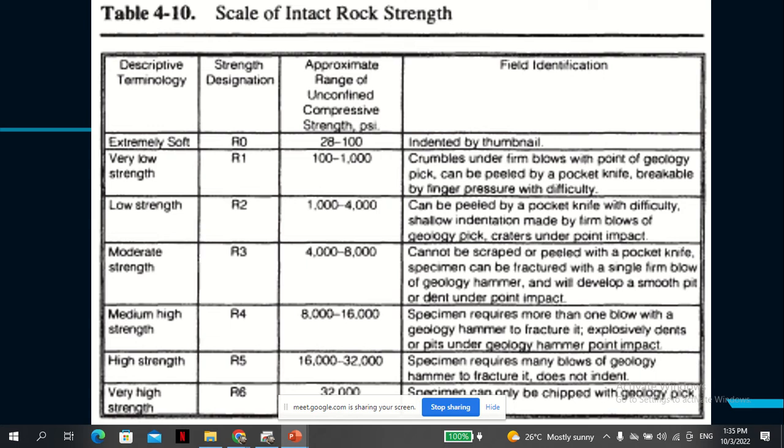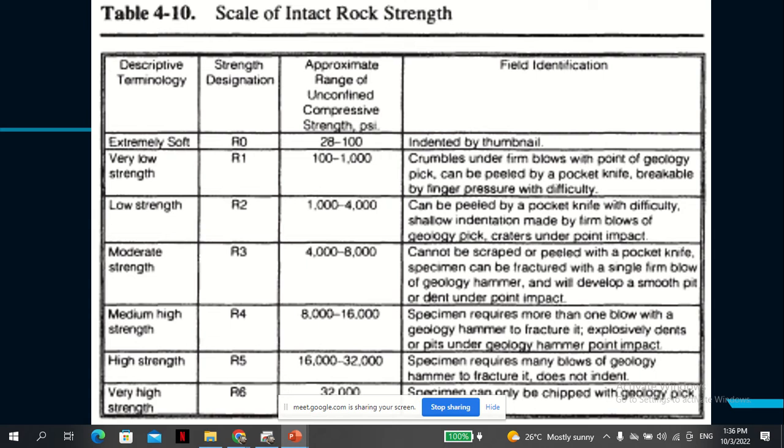Now, moderate strength is between 4,000 and 8,000. It cannot be scraped or peeled by a pocket knife. The specimen can be fractured with a single firm blow of a geology hammer and will develop a smooth pit or dent under point impact. Then medium high range is between 8,000 and 16,000. The specimen requires more than one blow with a geology hammer to fracture. It dents or pits under geology hammer point impact.